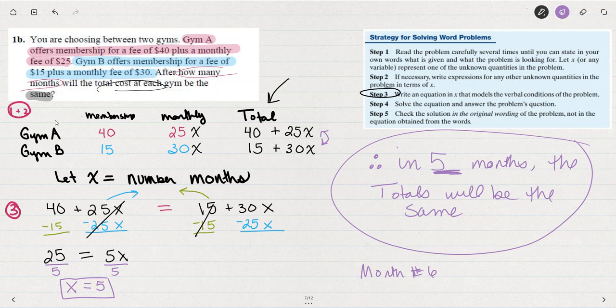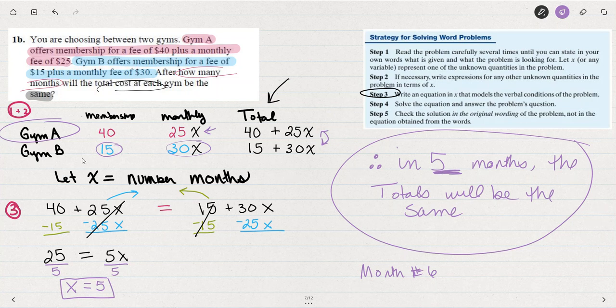In month number 6, Gym A with a higher membership fee is going to be a better deal, right? Because in month 5 they're equal, but every month after month 5 we're paying a lower monthly fee. So if you were intending to join this gym for exactly 5 months, you could join either of the two gyms or either of the two plans, and it would be the same. If you were staying for less than 5 months, we'd be better off paying the smaller membership fee and a higher monthly fee.